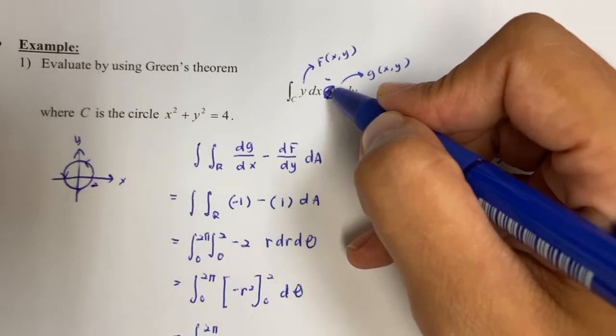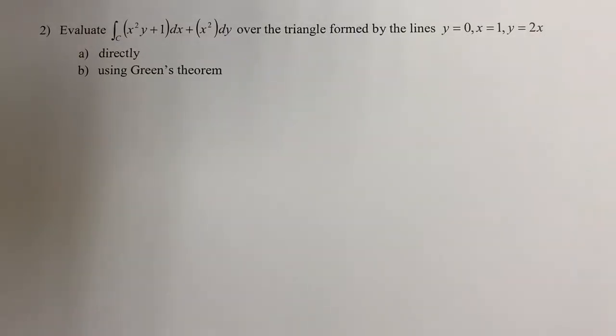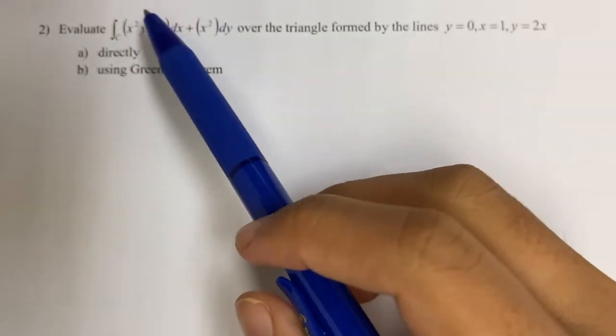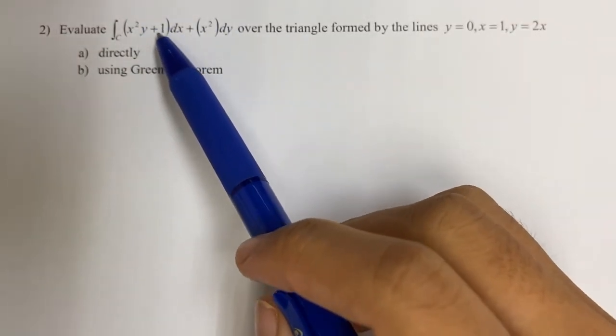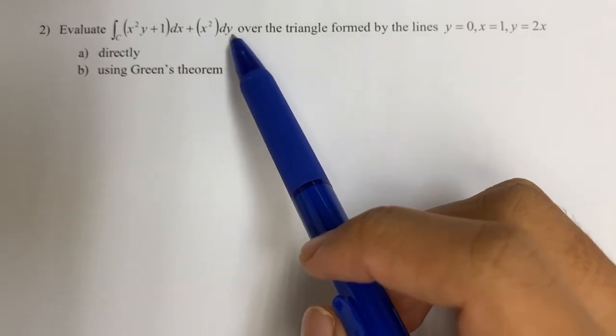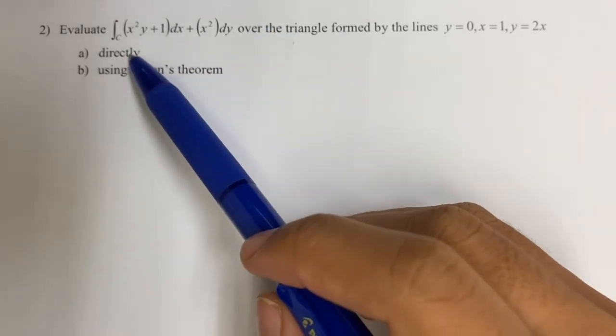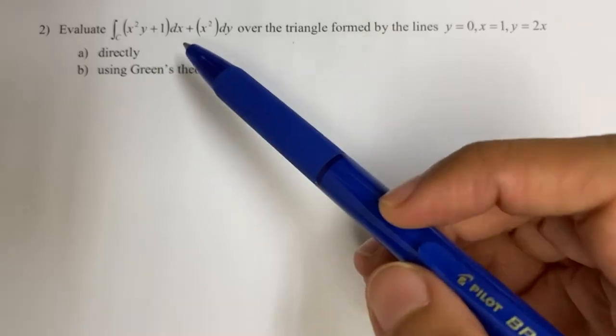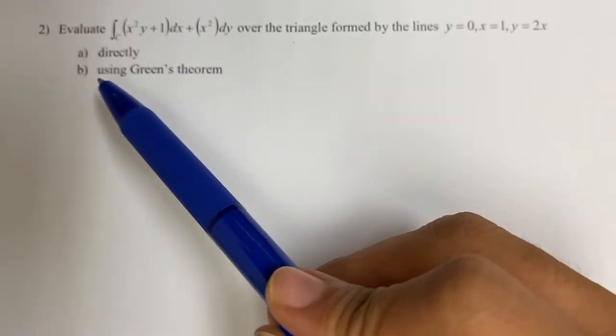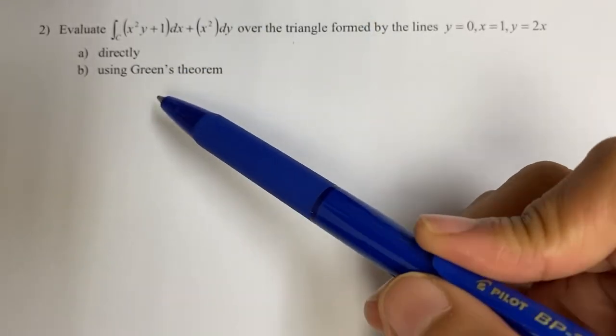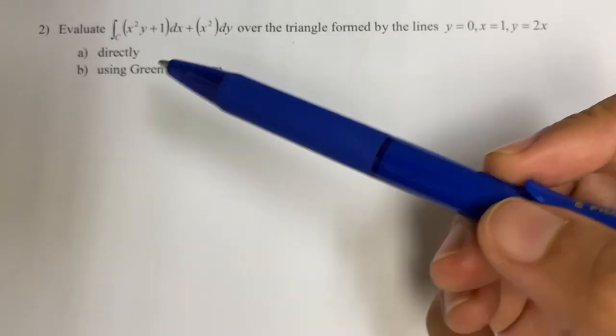In this example, we will see what is the difference between solving this integral over C of (x squared y plus 1) dx plus x squared dy using direct integration, line integral, and second using Green's theorem. We will see what is the difference between these two methods. Okay, so first for A.